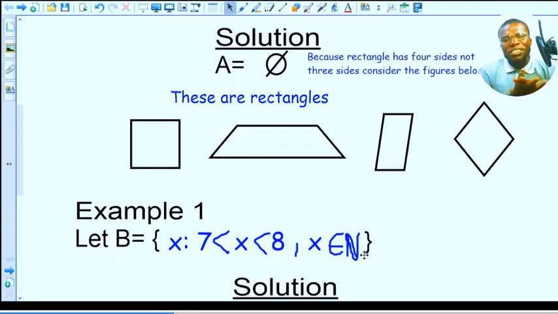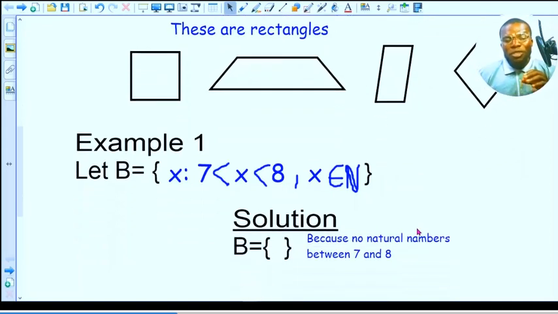Now let us discuss the answer of this one, so that we will be able to judge whether it is an empty set or not. In order to answer this question, the student must understand the definition of natural numbers. The natural numbers are the counting numbers, like 1, 2, 3, 4, etc.